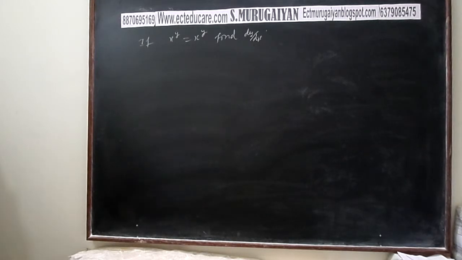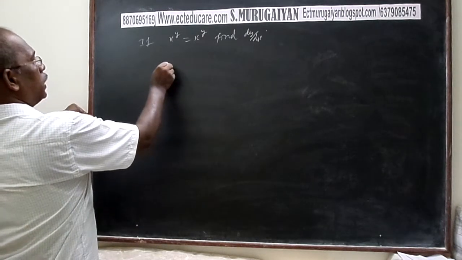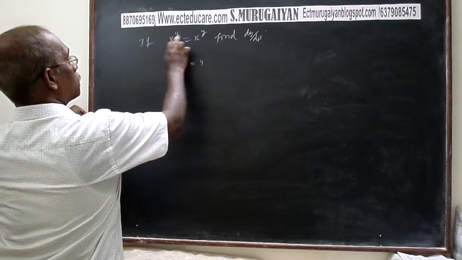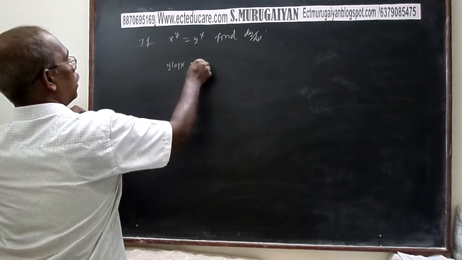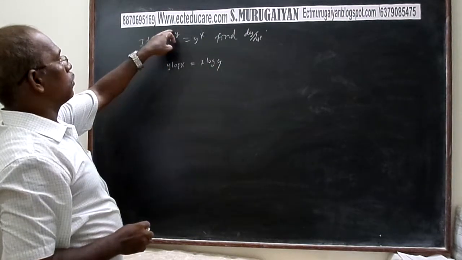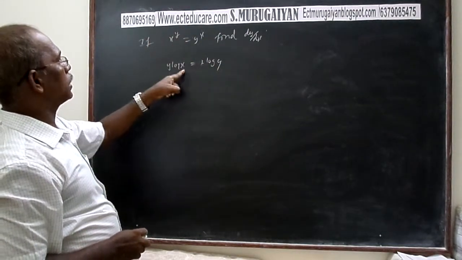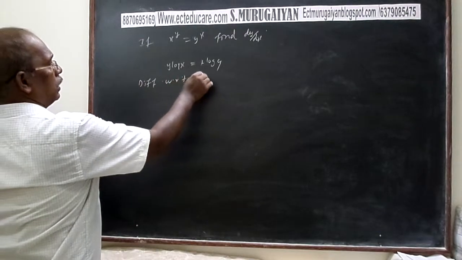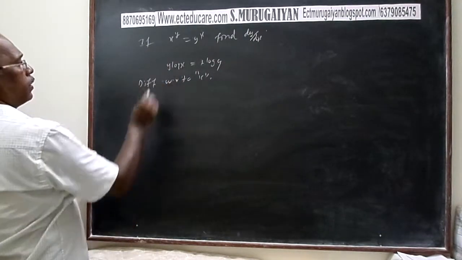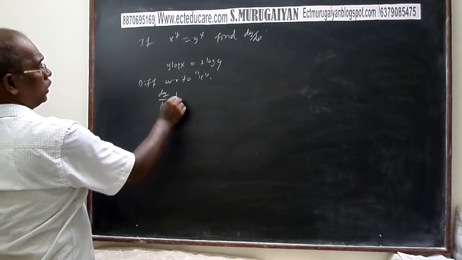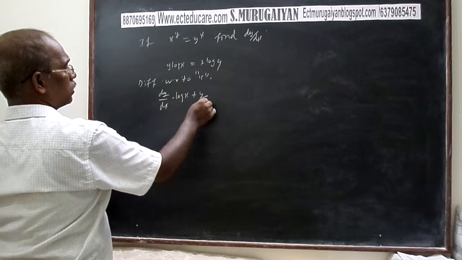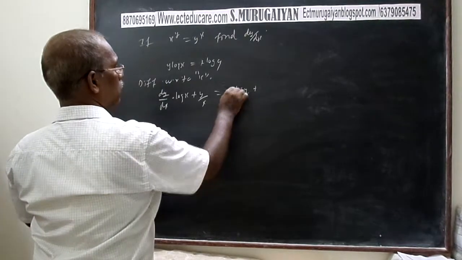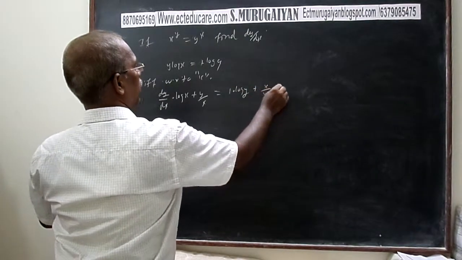The next question is a simple type of implicit function. You introduce log on both sides: y log x on one side, and on the other side x log y. The question is x power y equals y power x. So after taking log, y into log x equals x into log y. Now differentiate with respect to x in order to get dy by dx. Derive the first factor: dy by dx into log x, product rule, plus y by x. On the other side, the derivative of x log y: 1 into log y, plus x by y into dy by dx.